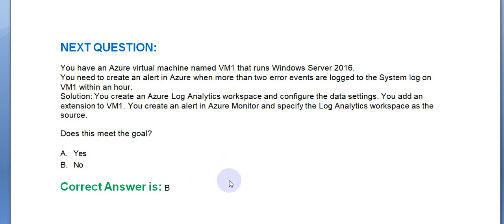Moving to our next question. You have an Azure virtual machine named VM1 that runs Windows Server 2016. You need to create an alert in Azure when more than 2 error events are logged to the system log on VM1 within an hour. Solution: you create an Azure Log Analytics workspace and configure the data settings. You add an extension to VM1. You create an alert in Azure Monitor and specify the Log Analytics workspace as the source.